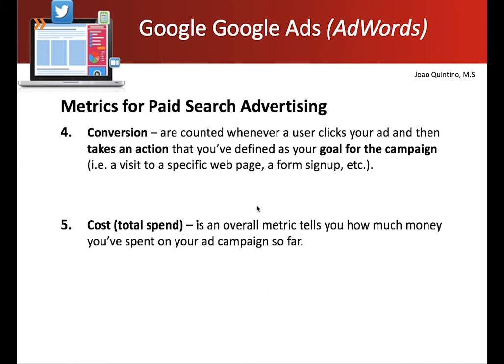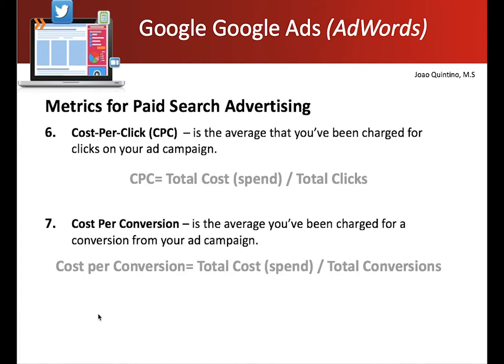Conversions are the most important metrics of all. They are counted whenever users click on your ad and then take an action that you have defined as your goal for the campaign. That can be a visit to a specific page on your website, a form sign up, a lead that you generate, and so on. Cost, or total spend, is the overall cost of your campaign. It's how much money you have spent on that campaign over a period of time.